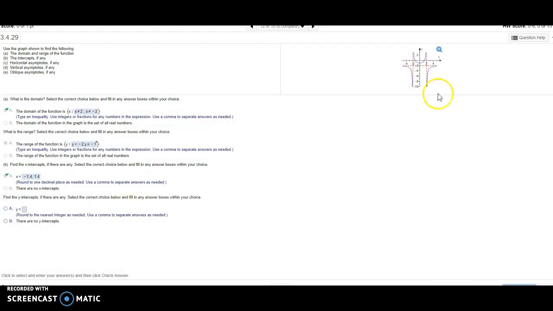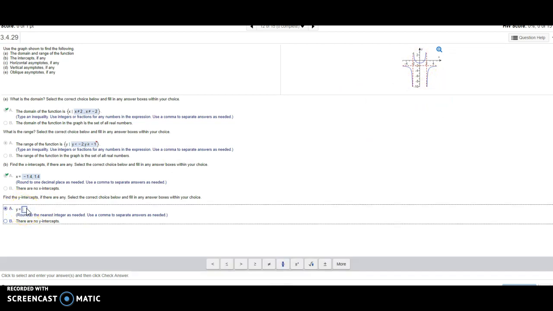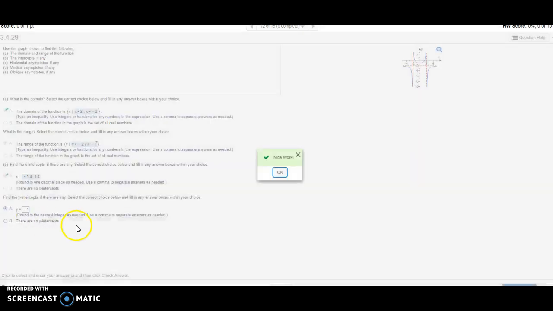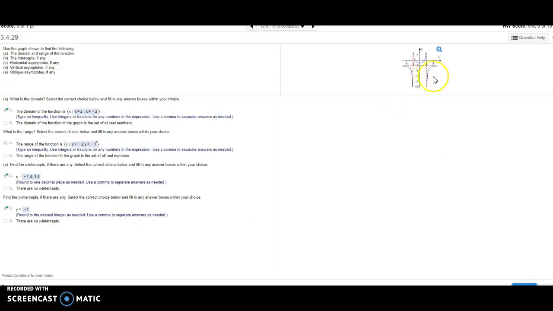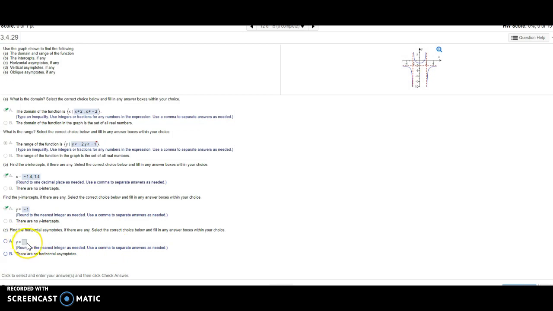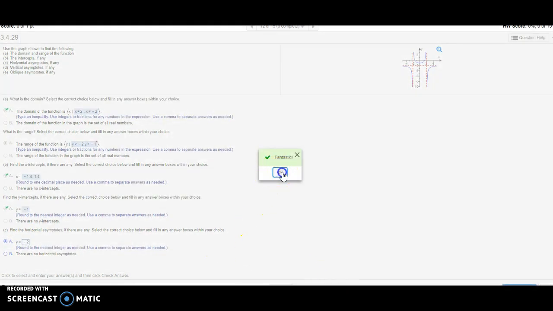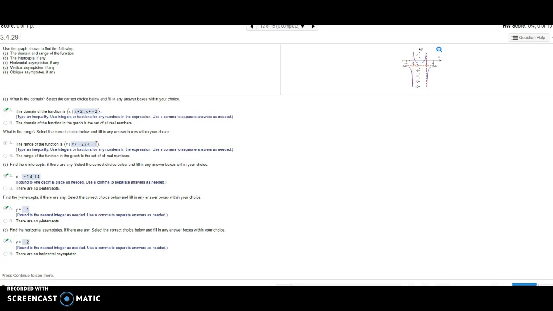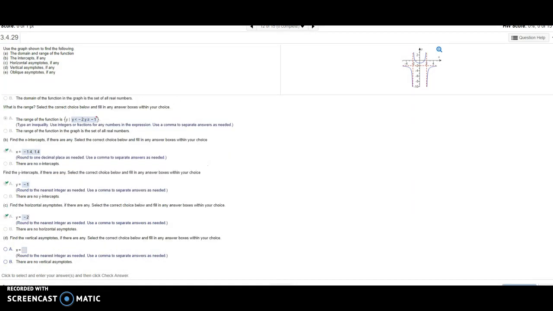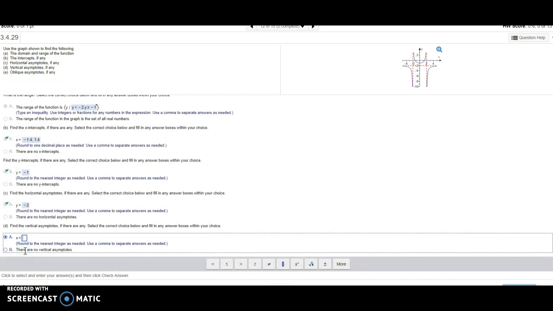And then y-intercepts are where it crosses the y-axis, so that's going to be at -1. That's the only place it crosses the y-axis. And then we already determined there's a horizontal asymptote at y equals -2. And then there is a vertical asymptote at x equals 2 and -2.